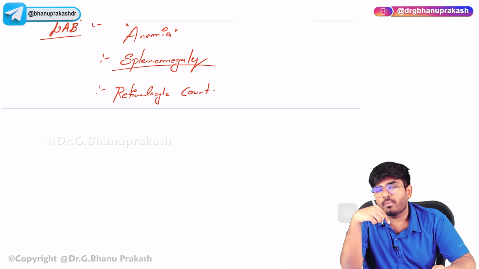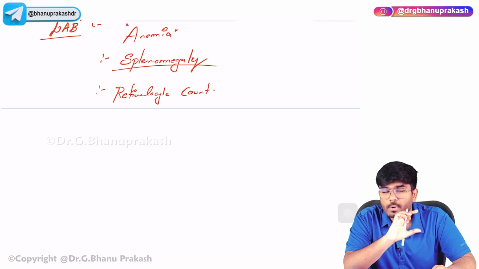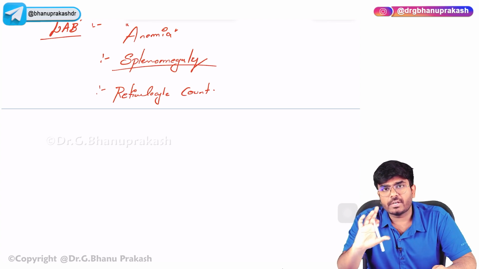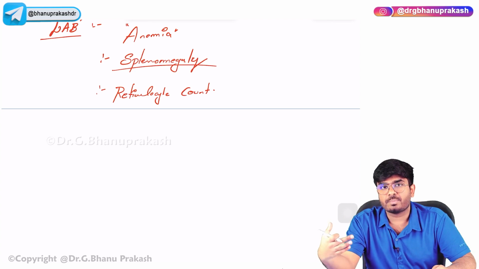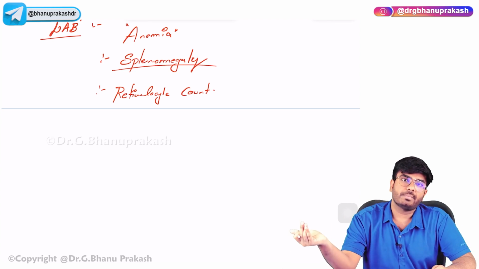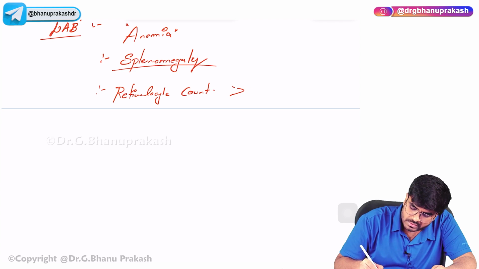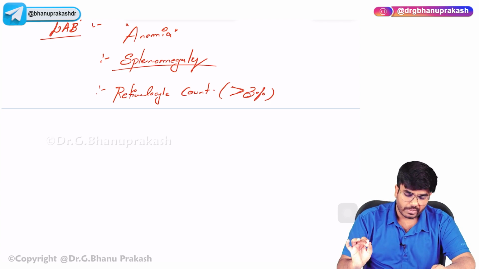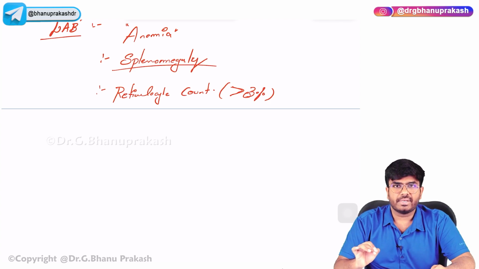See, here what is the problem? Over destruction. There is no problem with our bone marrow. Bone marrow is perfectly normal. There is over destruction happening in the spleen. So what about the reticulocyte count? The reticulocyte count is going to be more than 3%. So extravascular hemolysis is completed.